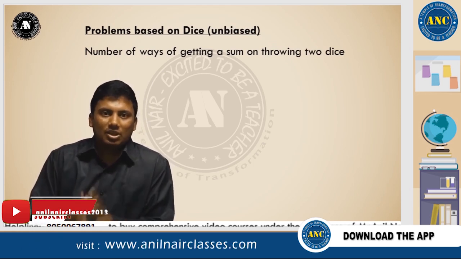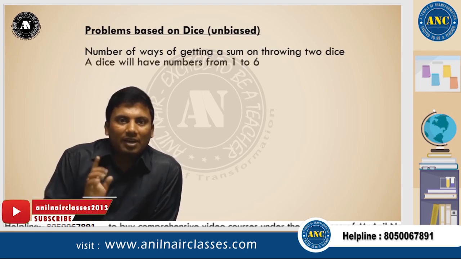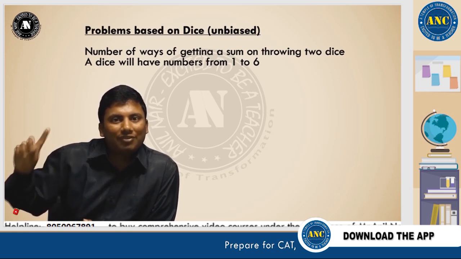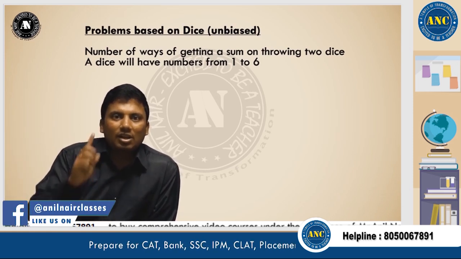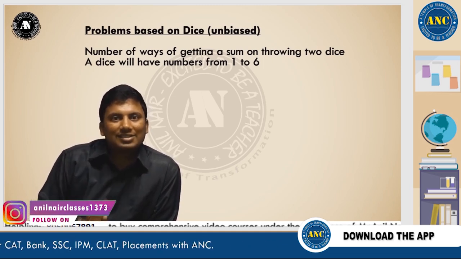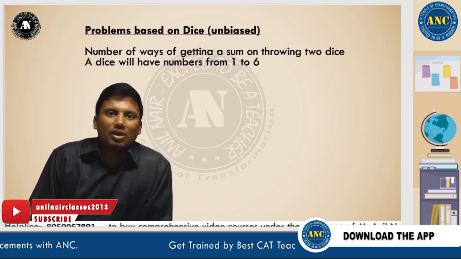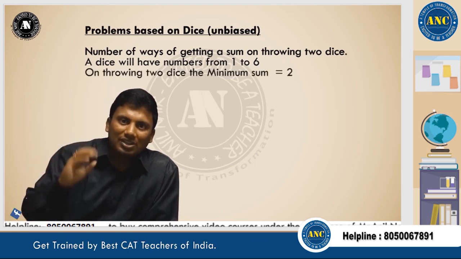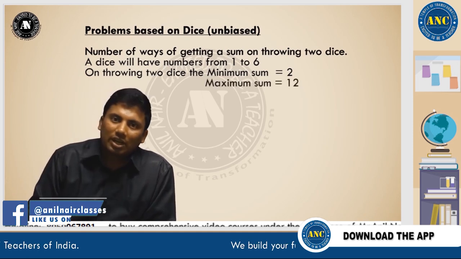Listen to the concept. Step number 1. An unbiased die will have numbering from 1 to 6. The minimum value present on the die is 1. The maximum value present on the die is 6. If you roll the die 2 times, what is the minimum sum that you get? 1 plus 1 is 2. What is the maximum sum that you get when you roll 2 times?